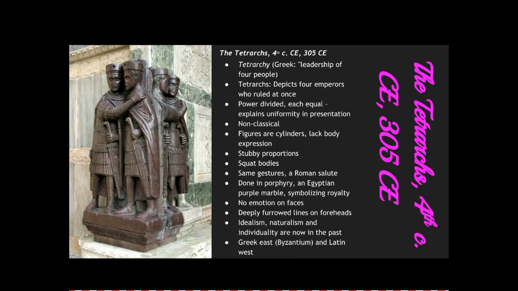This is the Tetrarchs. So after all of the soldier emperors occurred, a tetrarch depicts 4 emperors which ruled at one time. They kind of divided power equally, so then it created a more stable environment for Rome at the time.